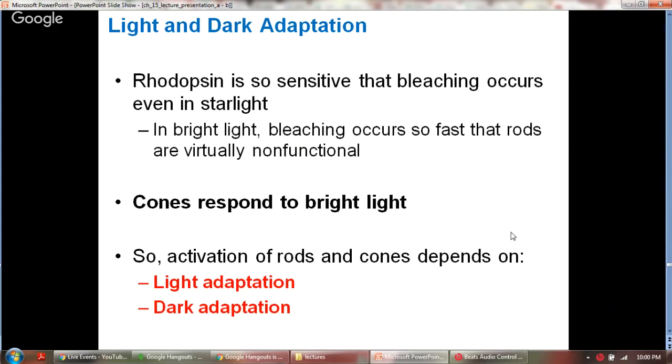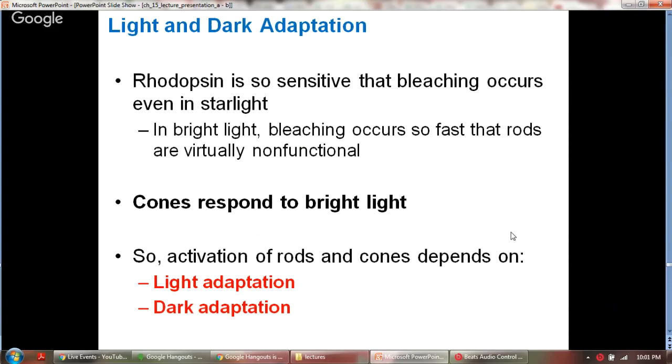Next is the process called light and dark adaptation, which is very important because you would experience this sometimes when you are outside in bright light and suddenly go inside, and you see everything much darker. It takes some time to adapt to the inside darkness. So let's look at this process.